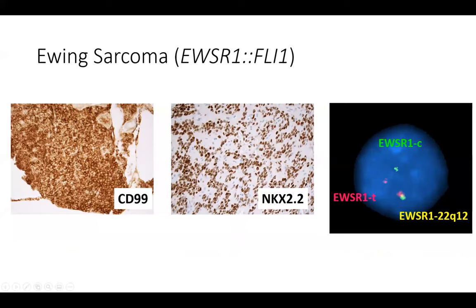These will show a typical immunohistochemical pattern of diffuse membranous CD99 staining, and NKX2.2 is a nice nuclear marker that's sensitive and specific for Ewing sarcoma. And these have EWSR1 fusions, and usually EWSR1 FISH will identify most cases.